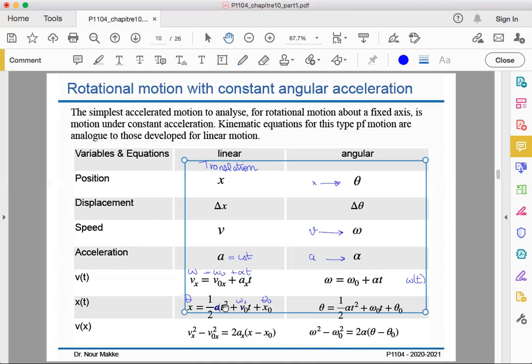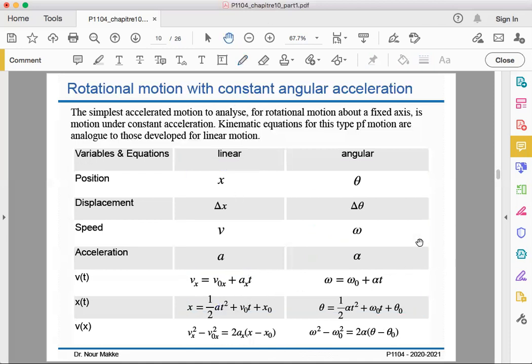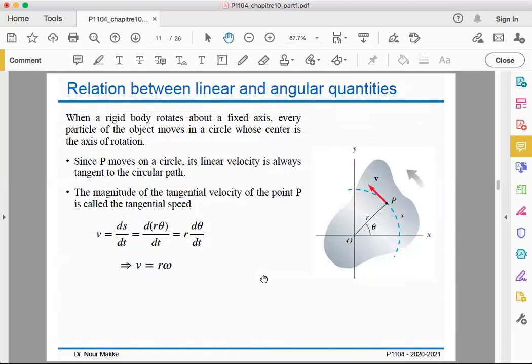This table is quite important because it tells you all the equations that are relevant in the case of translational motion under constant acceleration or rotational motion under constant acceleration. We are not going to derive all these equations, but if you want to derive them, it is very easy, and you use exactly the same procedure we used in the case of translation. Now, is there a relation between the linear and the angular quantities?